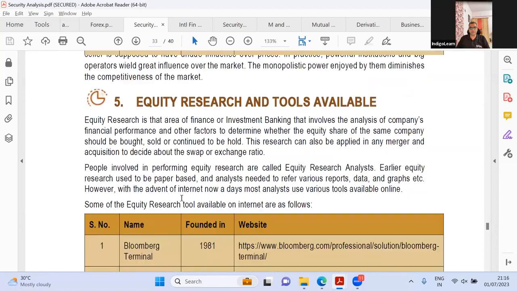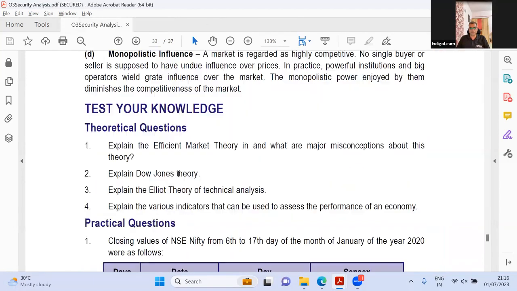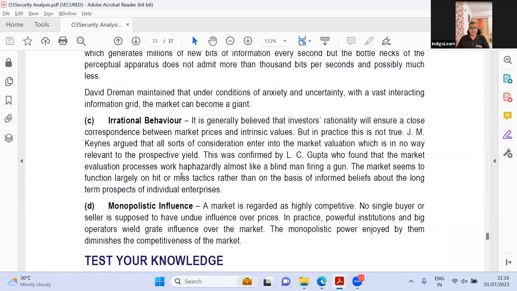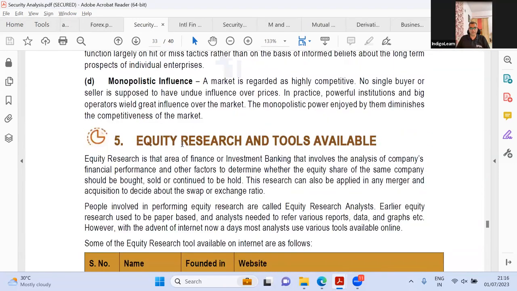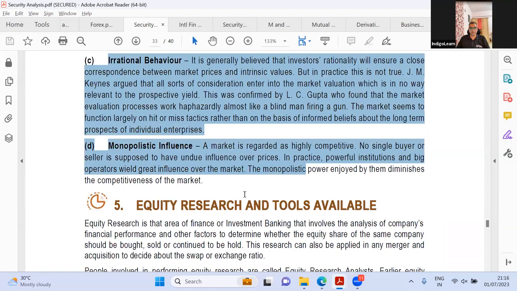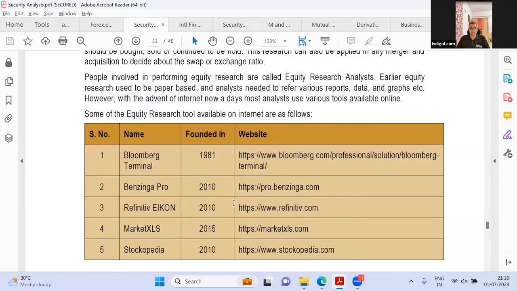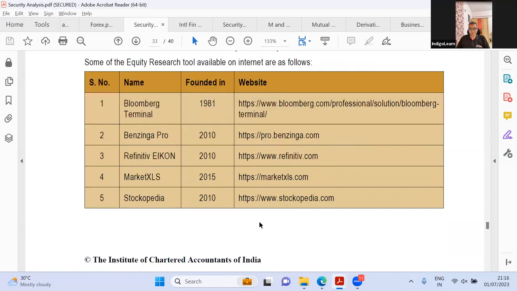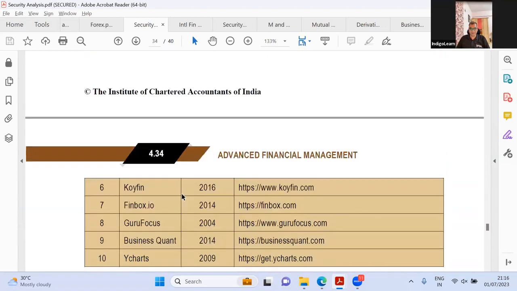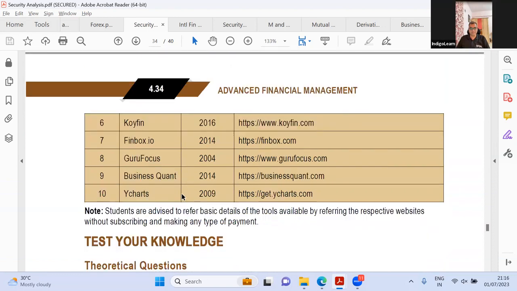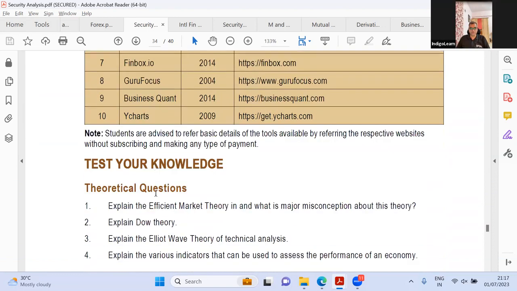Now here they've come to something called equity research. This is completely new. It is not there in the old material. Old material ends at irrational behavior and so on and so forth. Yeah, so this is where it ends, the old material. New material starts here. Equity research and tools available. So they've talked about the Bloomberg, Market XLS, Stockopedia, and a bunch of them. Bloomberg is something people use, but I'm not sure of all this Benzinga, Market XLS and all that. Probably some people may be using, yes. Some of them, yes, we do use.